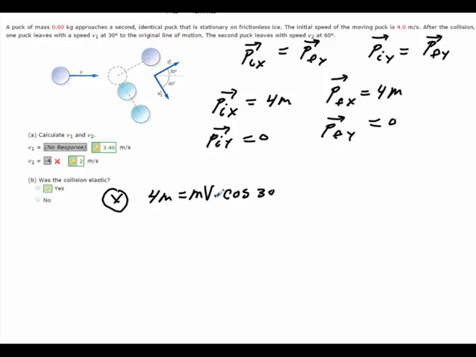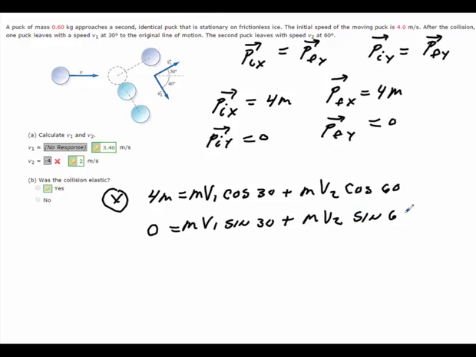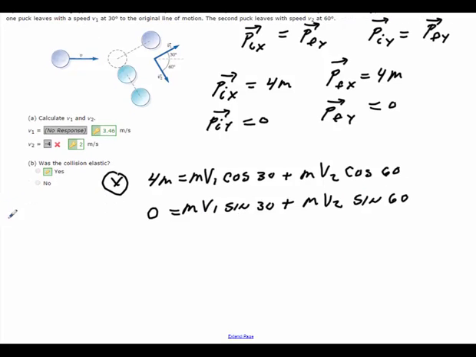That'd be velocity 1 plus mass times velocity 2 cosine 60. That's the first equation there. Second equation, 0 is equal to mass times V1 sine 30 plus mass V2 sine 60. Okay, and all we have to do is solve for our velocities.